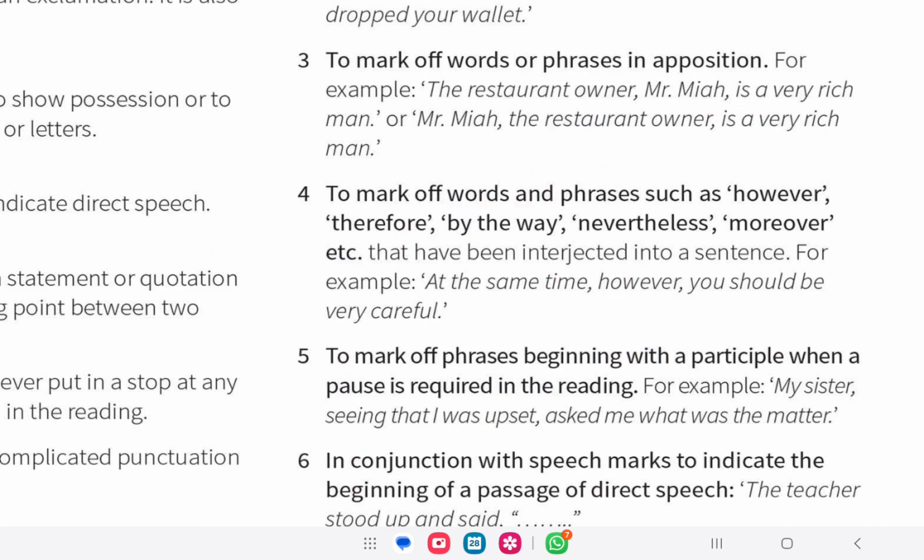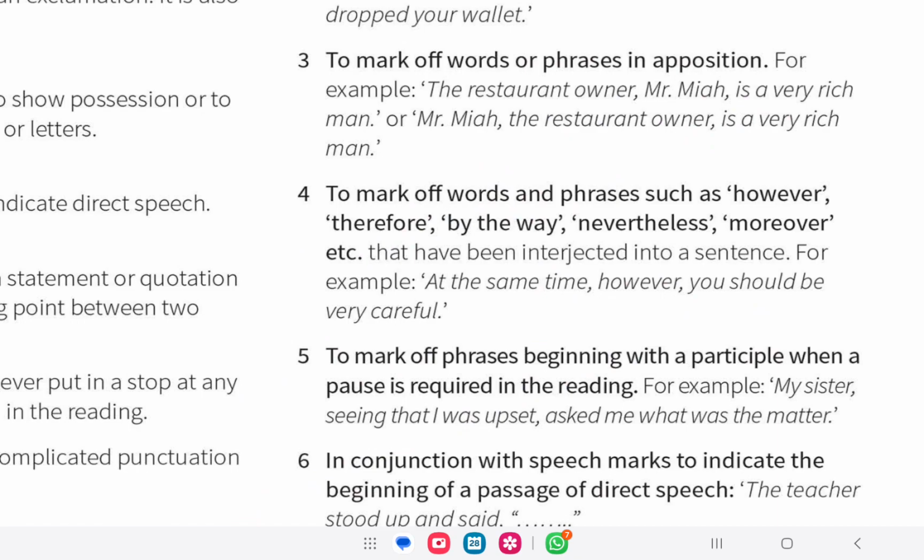And remember, whenever you write transition words, you are going to put a comma after that. However, comma. Therefore, comma. By the way, comma. Nevertheless, comma. Moreover, comma. And like this. That have been interjected into a sentence. For example, at the same time, comma. However, comma. You should be very careful. So whenever you are going to use these in your writing, you will put a comma. I think that is an easier one. You can remember that easily, that whenever I am using a transition word, I have to put a comma after that.